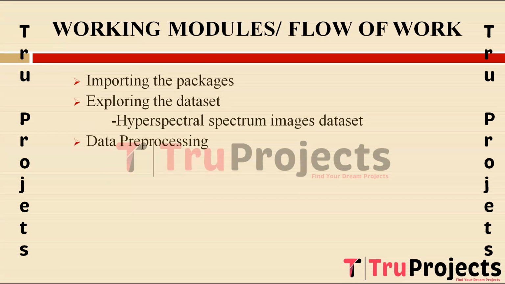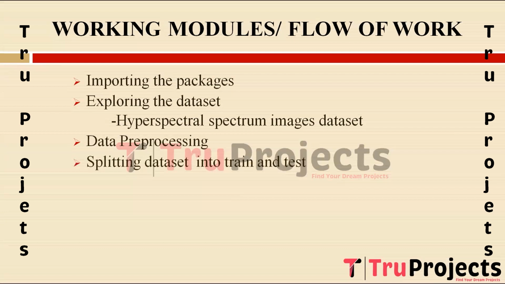Data pre-processing. Data pre-processing is a crucial step where the raw data is cleaned, transformed, and made ready for model training. This may involve tasks like handling missing values, normalizing data, and ensuring data quality. For hyperspectral data, pre-processing might include noise reduction and spectral signature extraction.